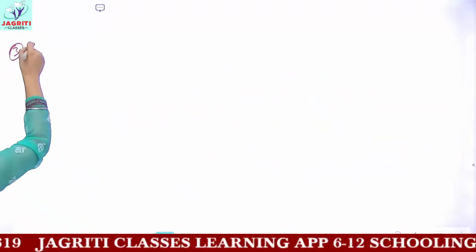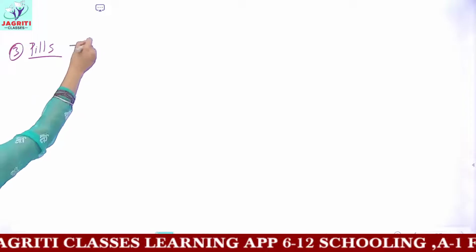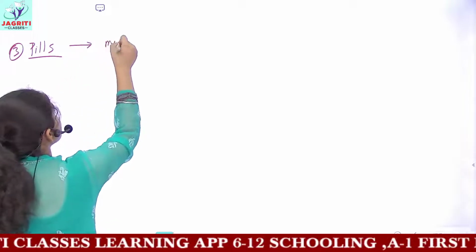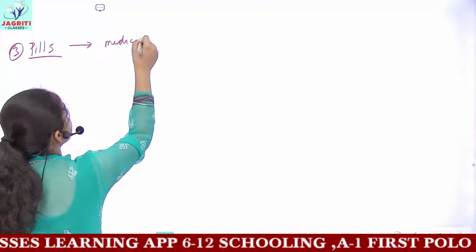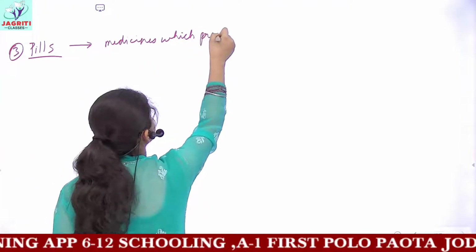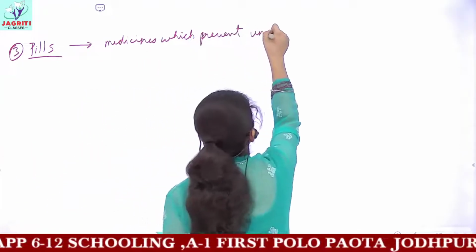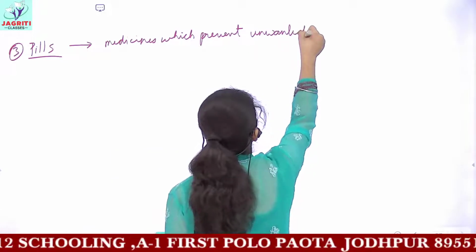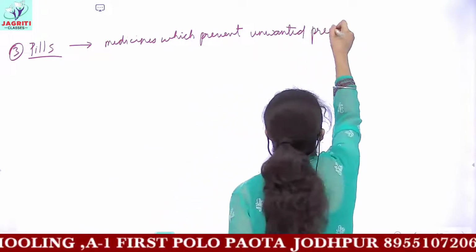Now the next method, the third method, would be pills. Pills are the medicines which prevent unwanted pregnancies.